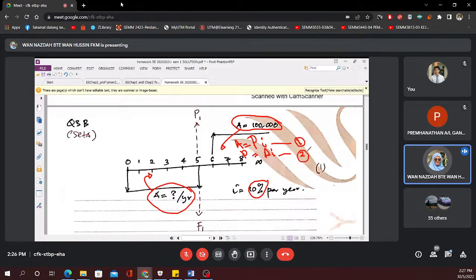Can you refer to the formula? What is the formula given to you in your notes for the capitalized project? Is it A equals to PI or P equals to AI?